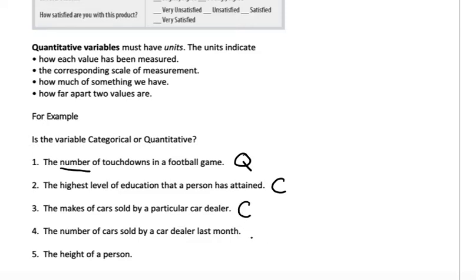Number of cars sold by a car dealer last month, so that would be like 100 cars or 200 cars, those are numbers. Cars would be the unit, so that's quantitative. And height of a person could be something like 6 feet or 65 inches. Those are quantities. They have a unit, feet or inches, so that's quantitative data.